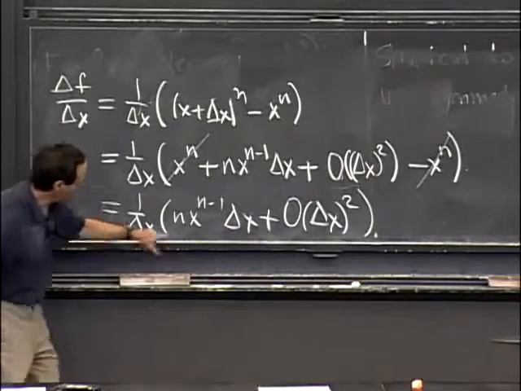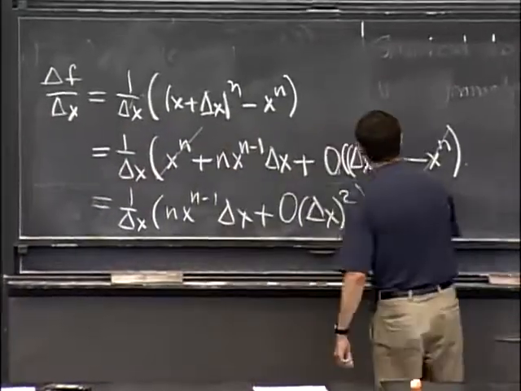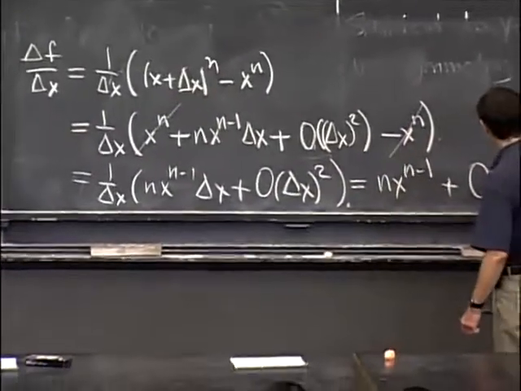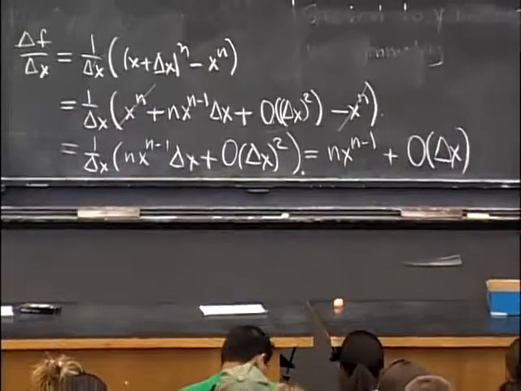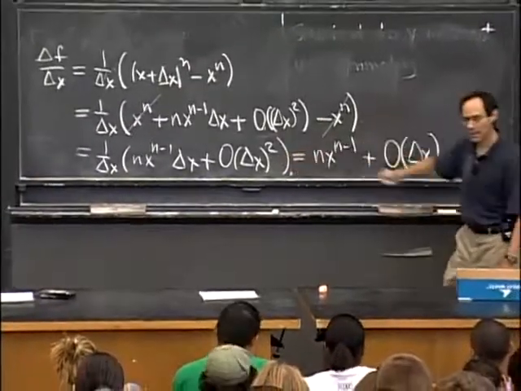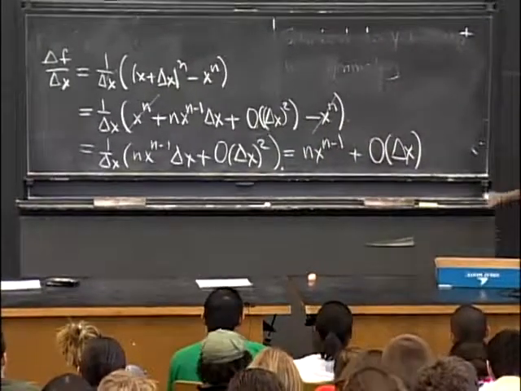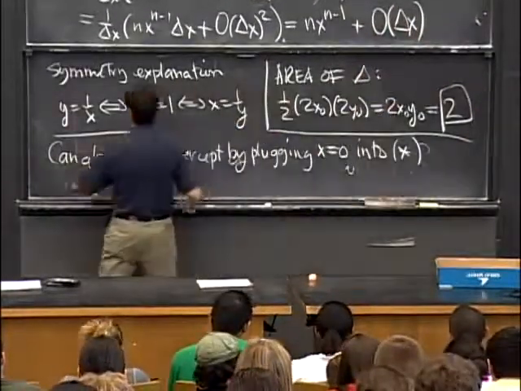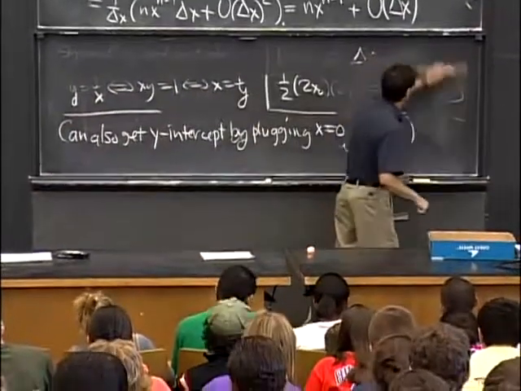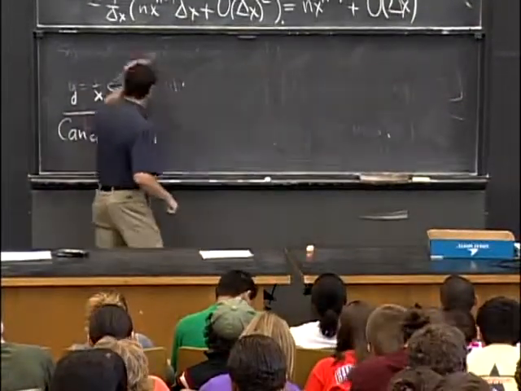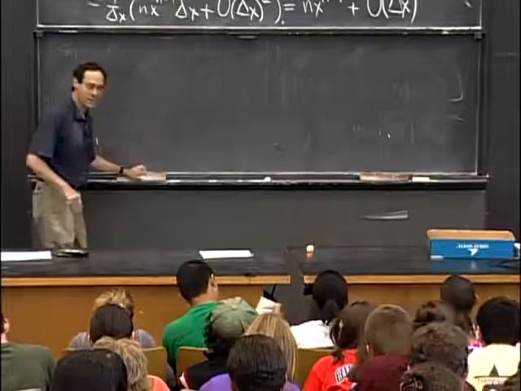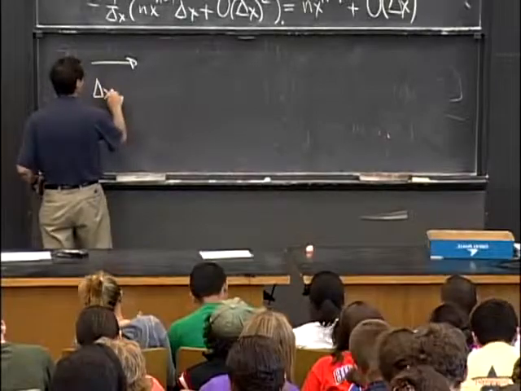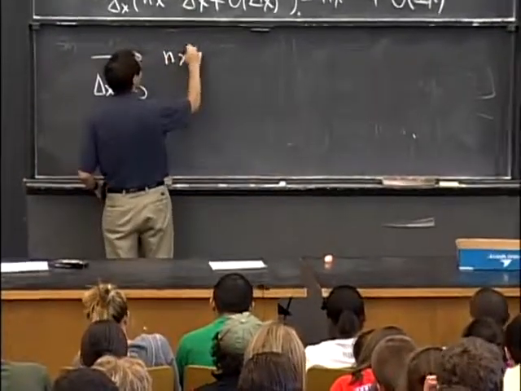And now I can divide in by delta x. So I get n x to the n minus 1 plus, now it's O of delta x. There's at least one factor of delta x, not two factors of delta x, because I have to cancel one of them. And now I can just take the limit. In the limit, this term is going to be 0. That's why I called it junk originally, because it disappears. And in math, junk is something that goes away. So this tends to, as delta x goes to 0, n x to the n minus 1.